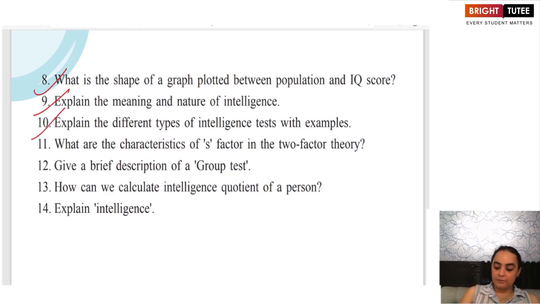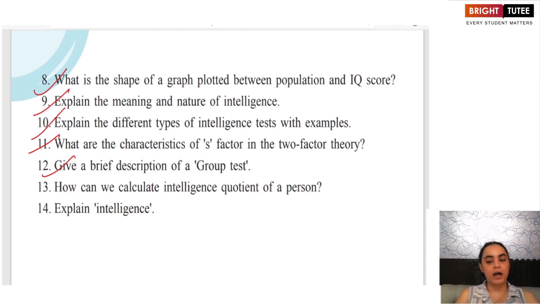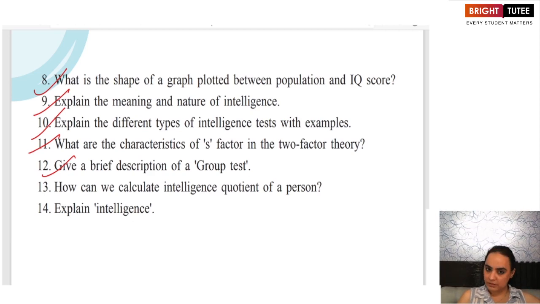Explain the different types of intelligence tests with examples. We have discussed there is a huge list of intelligence tests which are given in your book, and you're supposed to write them with these examples. Give a brief description of the group test. So group tests, as the name in itself suggests, are those tests in which a number of people are tested together at the same time. It was first invented in America at the time of First World War when they had to select the soldiers for their army. And the group test can further be divided into verbal as well as the non-verbal tests.